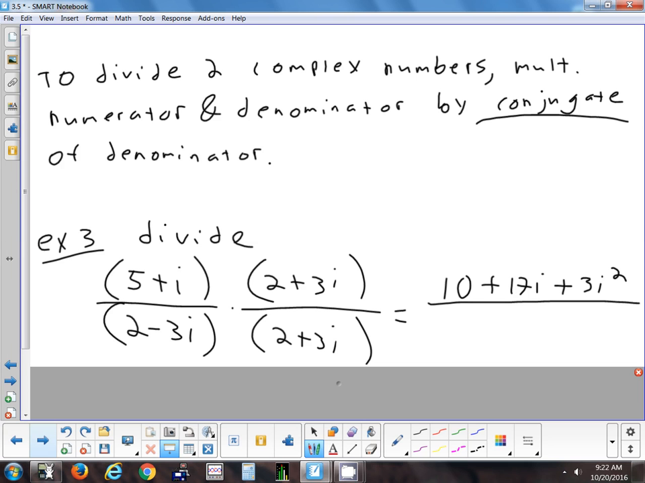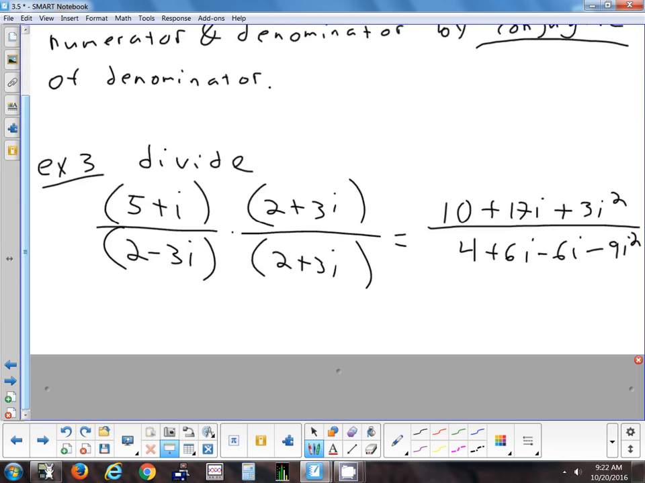Positive 3i squared. Now watch what happens in the bottom. You got 2 times 2. What's 2 times 3i? 6i. What's 2 times negative 3i? Minus 6i. So really, we just wasted time doing the outer and the inner part of FOIL because it's always going to cancel when you have conjugates. Now I have negative times positive. That's a negative. 3i times 3i, 9i squared.